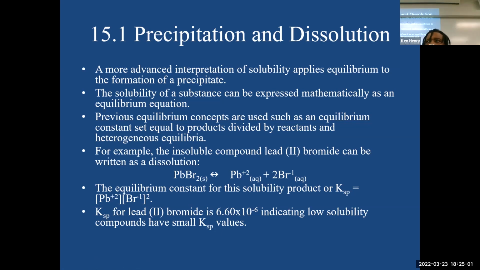Now, since the KSP here is so low, what is that telling us? So that it favors the reactants. If it's favoring the reactant, that basically means that this is going to have low solubility, meaning that it's going to stay together more. Does that make sense? So by looking at the KSP, we can determine the solubility of things.